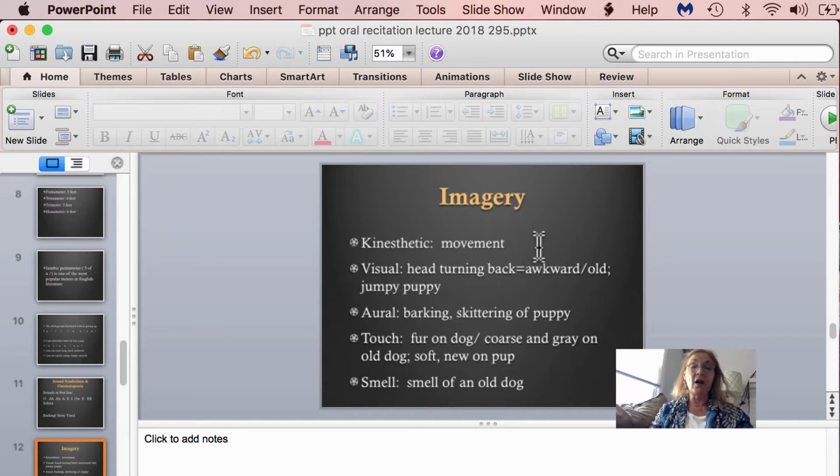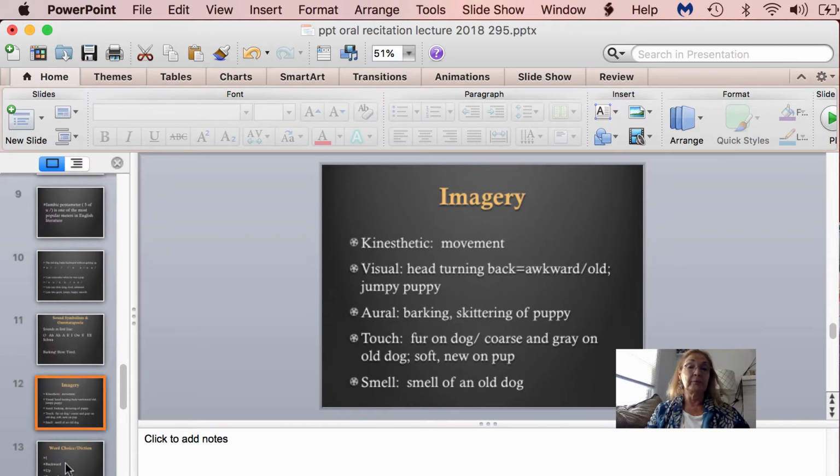I'm beating a dead horse or a dead dog here perhaps, but I want you to pay attention to these kinds of choices that the poet has to make. We get the visual of the head turning back, which is very awkward and old, but the dog kind of has to do that because getting up and jumping every second of the day is just going to really make the old dog have a lot of pain and suffering. The oral, the barking sound, is old and harsh. The skittering of the puppy, perhaps. The touch, the fur on the dog, the coarse grayness of the old dog, the soft newness of the puppy's fur. The smell even, we can perhaps even smell the smelliness of an old dog and the sweet smell of the new pup here.